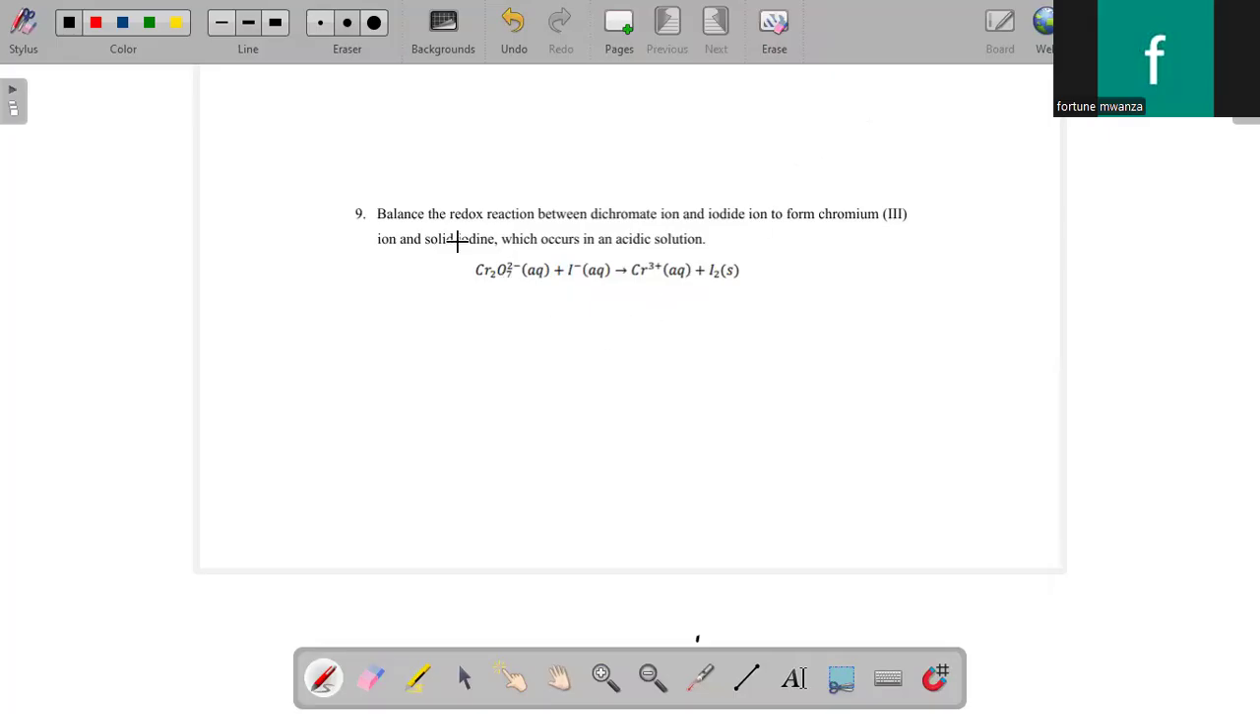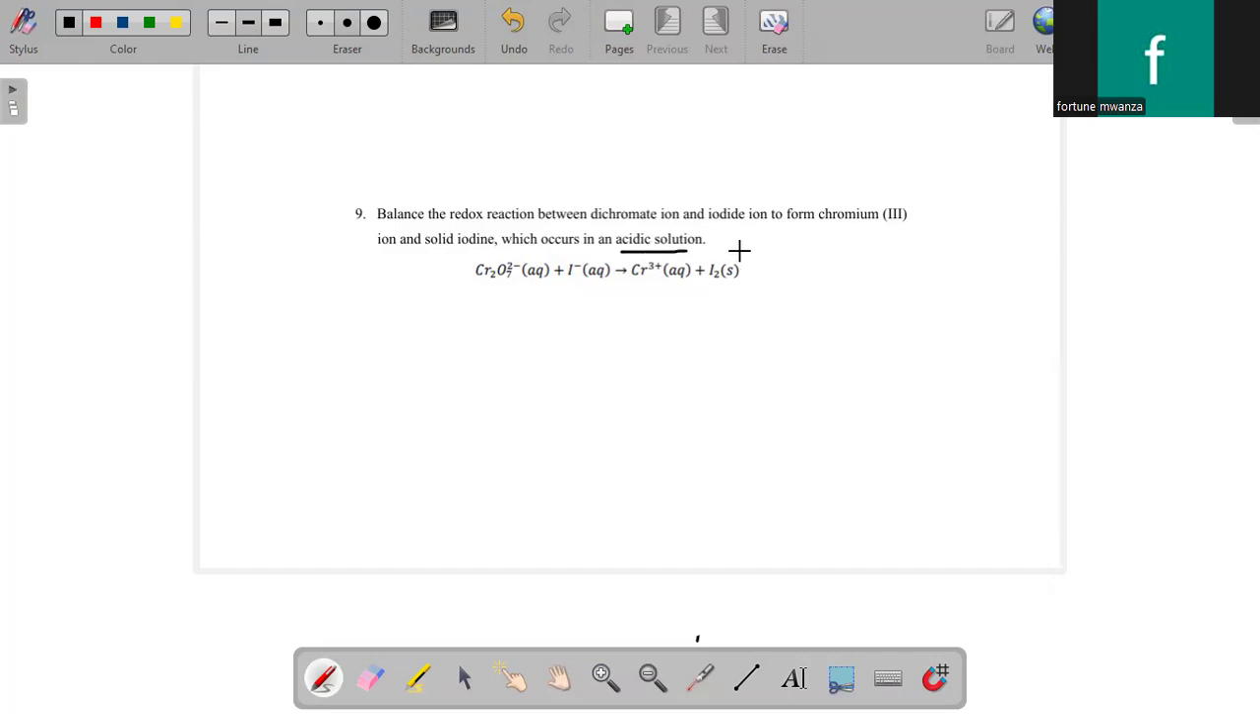So we have a question here saying balance the redox reaction between dichromate ion and iodide ion to form chromium 3 ion and solid iodine, which occurs in the acidic solution. So take note of the acidic solution. So we are balancing the redox reaction in acidic solution.